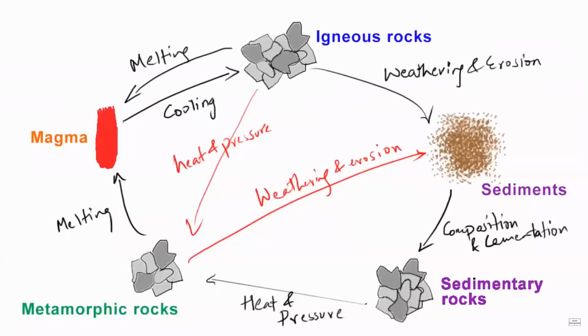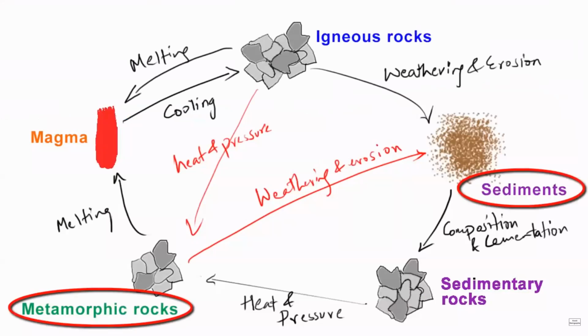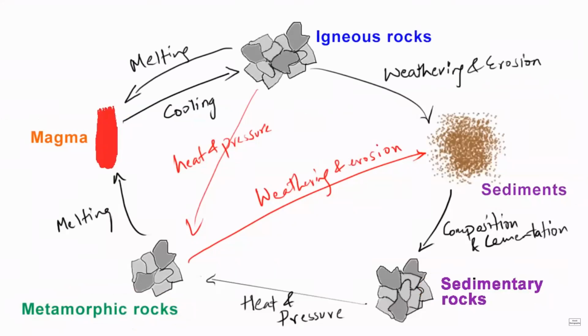And again, with exogenous forces like wind and water, these metamorphic rocks can be broken, and these sediments can again make sedimentary rocks. The rock cycle never stops.